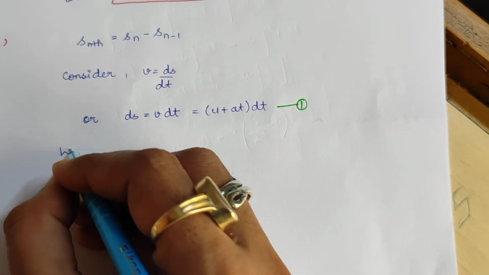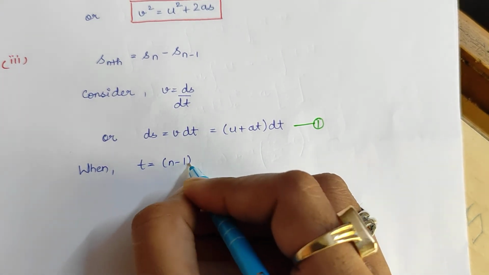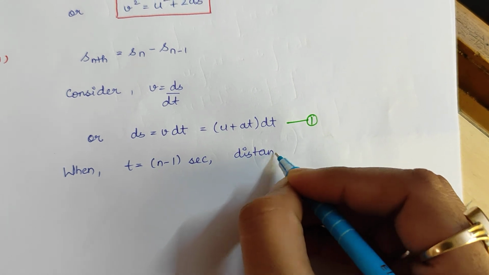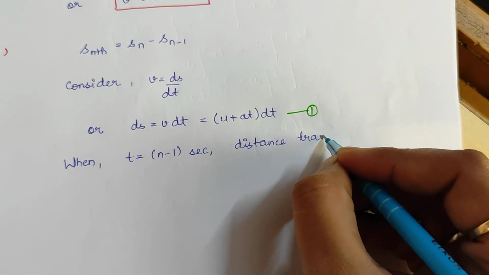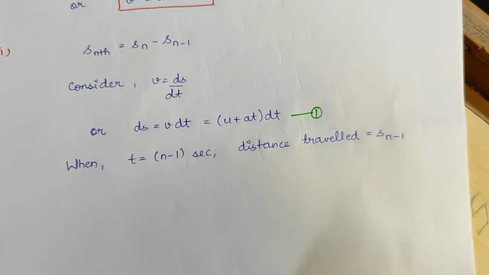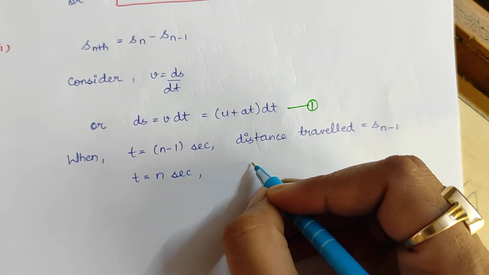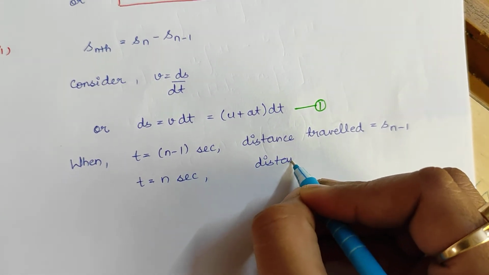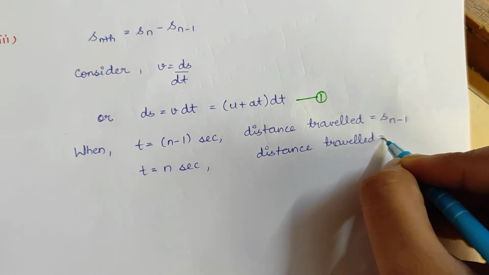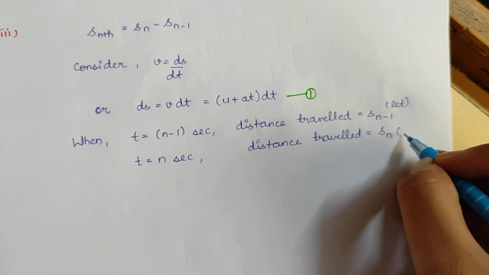Now when t is equal to n minus 1 seconds, the distance traveled is equal to Sn minus 1. And when t is equal to n seconds, the distance traveled is equal to Sn. Fine, we are letting these be the distances.